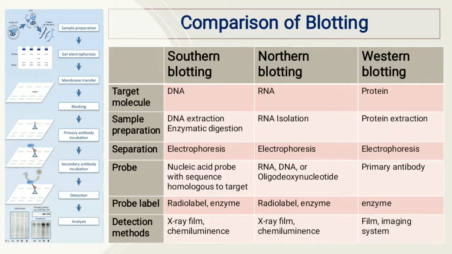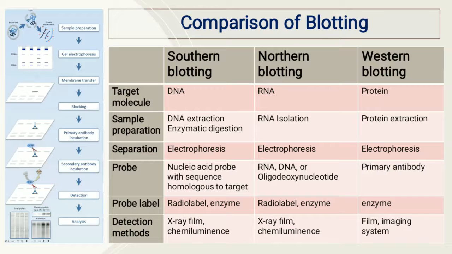Next is separation. Separation of the different fragments of our macromolecule is performed by electrophoresis in all three techniques, whereas in Southern and Northern blotting we use agarose gel electrophoresis, but in Western blotting we use SDS-PAGE, that is sodium dodecyl sulfate polyacrylamide gel electrophoresis. Next is probe. In Southern blotting, a nucleic acid probe is used that has a sequence that is complementary to our target DNA. So in Southern blotting, we prepare complementary DNA.